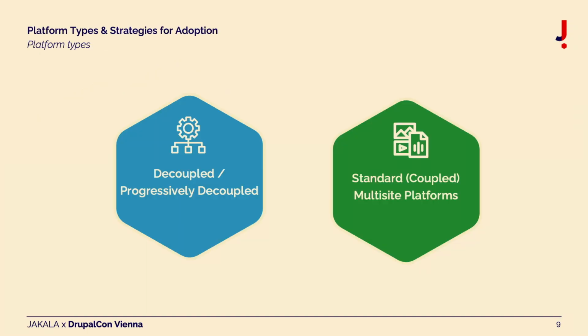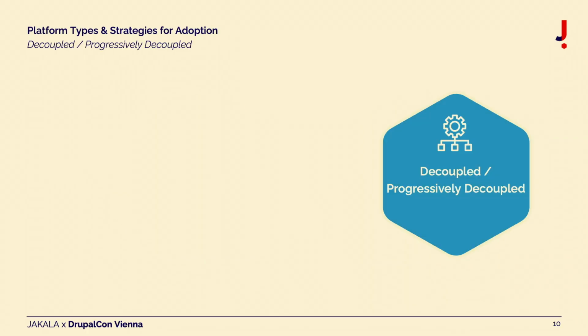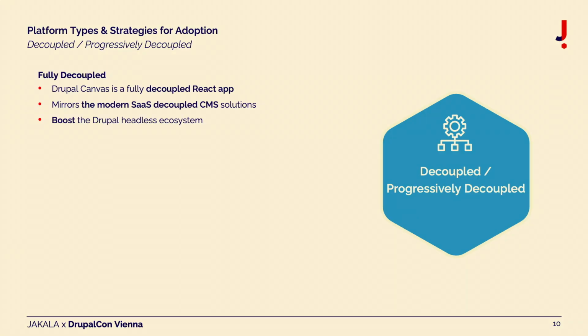Moving forward, the core of our presentation is really what we do with our decoupled and progressively decoupled Drupal, or our standard coupled multi-sites, right? So first, the decoupled and progressively decoupled Drupal. Here I will make two sections. The first one is fully decoupled Drupal. In fact, Drupal Canvas' main target today is not fully decoupled projects, right?